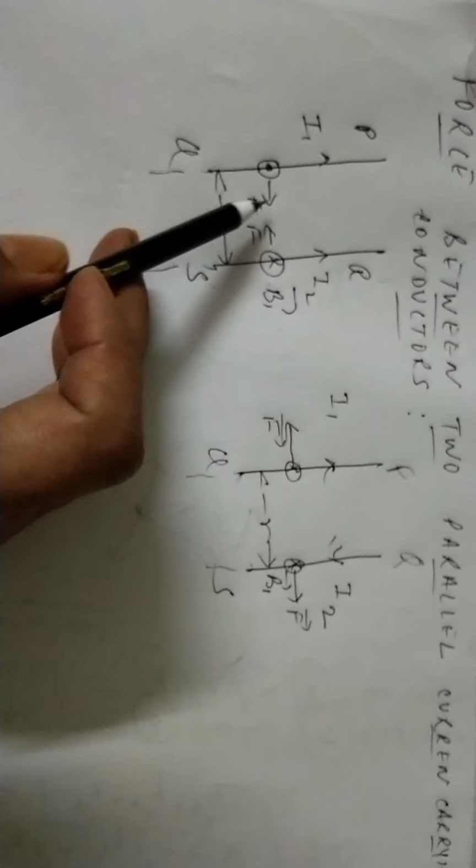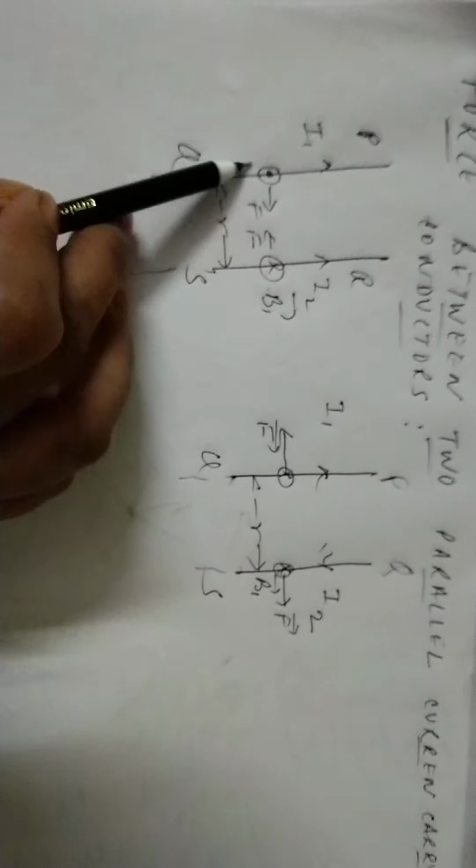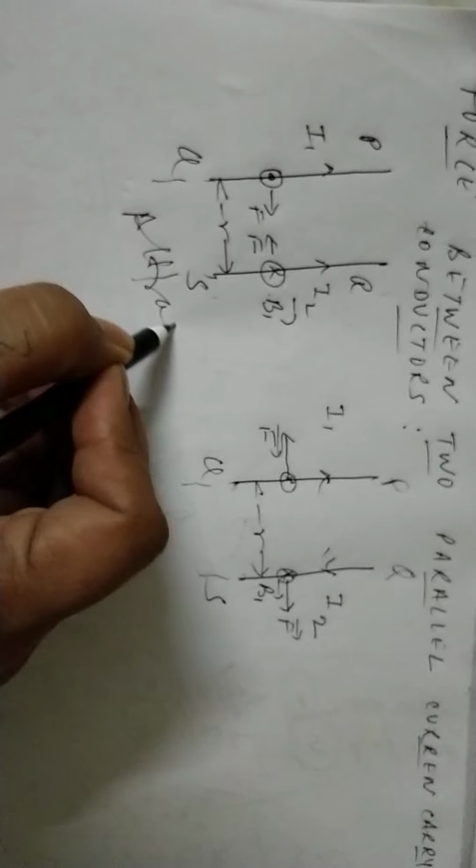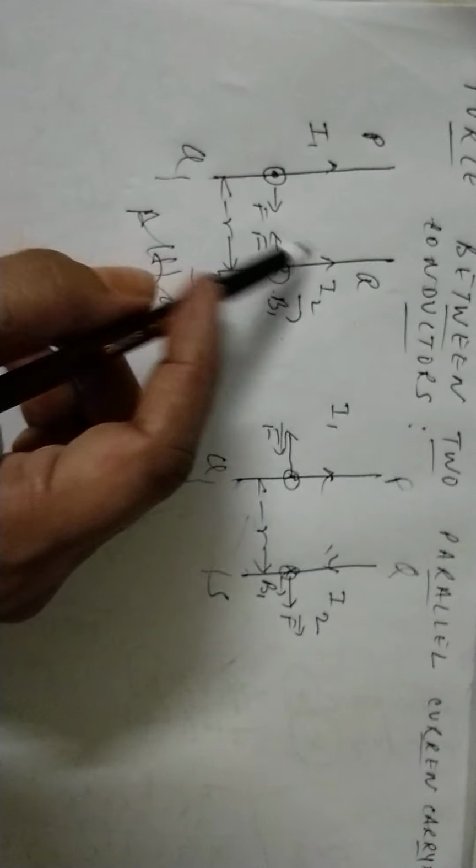then by the direction of the magnetic field, what is observed is that the force between them becomes an attractive force. Here it is an attractive force. So if they carry the current in the same direction, the wires will attract. So that is because of the attractive force.